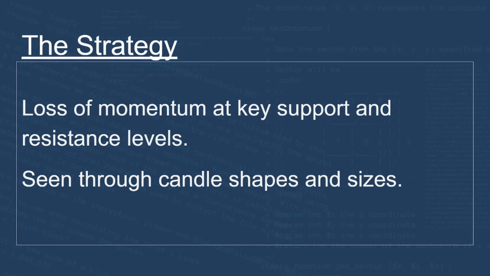When price is approaching a key support or resistance level, we are looking for a loss of momentum. This can be seen through the shapes and sizes of the candles. Basically, we are looking for a decrease in candle size. If we do not see that decrease in candle size, if we do not see long tails, if we do not see everything featuring the right way, then it is not a viable trade. However, if we're seeing the setup just perfectly, then by all means, take that trade.